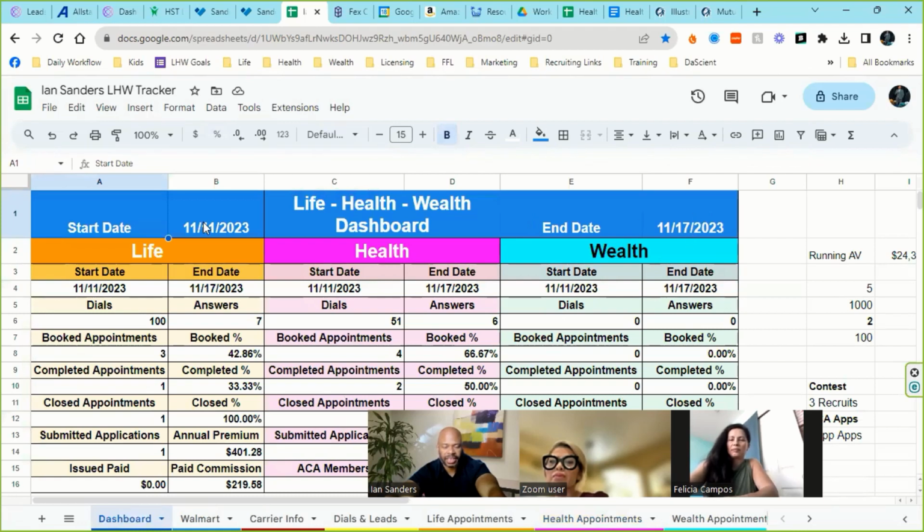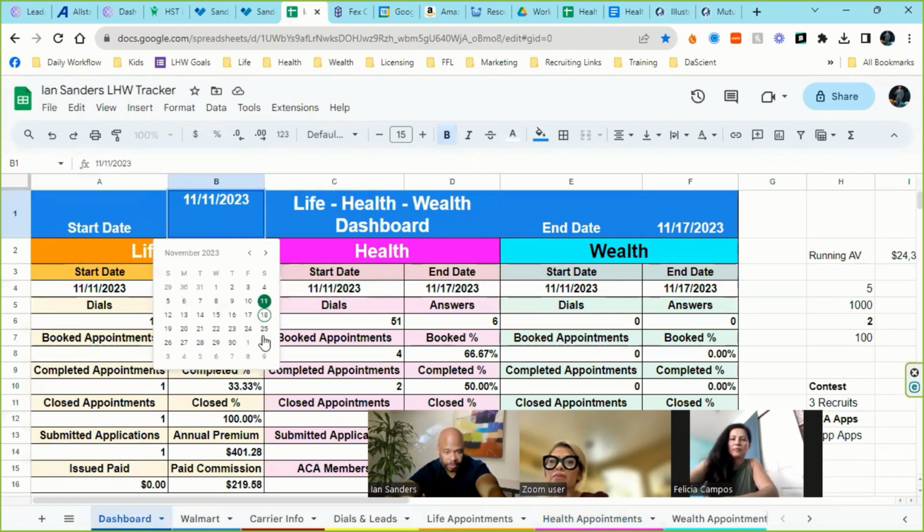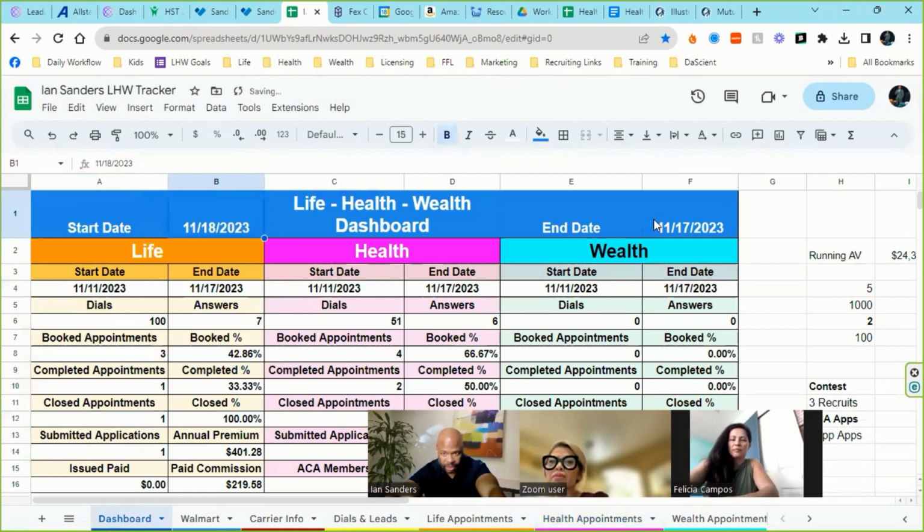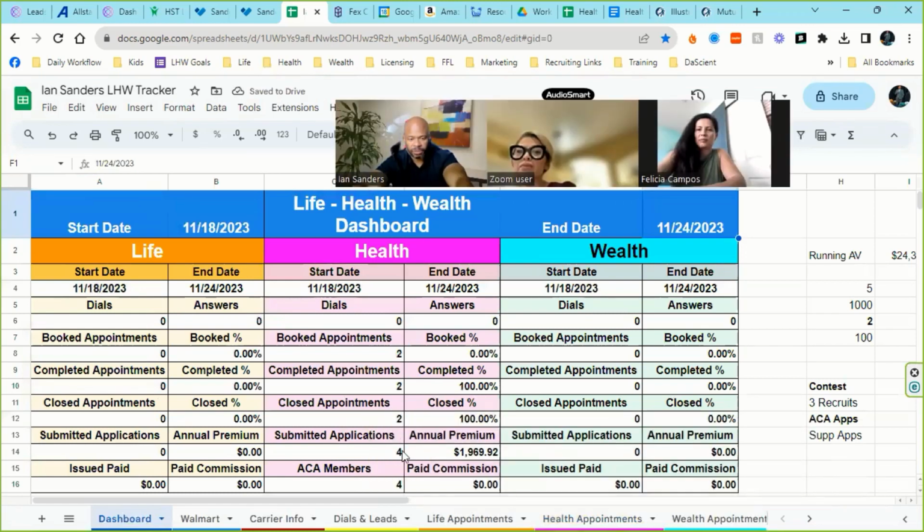All right, so now when you go into the dashboard, you'll see how everything's popping up. Well, I haven't changed the dates yet, so I might as well do that since we're already here. It's going to be the 18th through the 24th because that's when our cycle is. And so now you can see I submitted one earlier. That's why it says 4 instead of 3. But I closed 2 appointments, and this is the annual premium, and it's just adding up the supplements. Now, if I went ahead and put the life stuff in as well, those 2 submitted applications would show up here, and their annual premium would show up here. And that's basically how this tracker works.